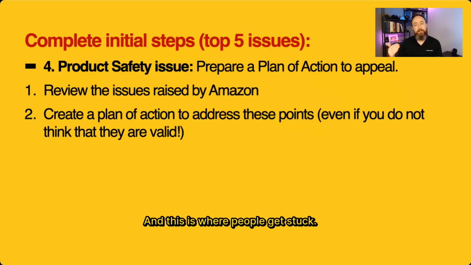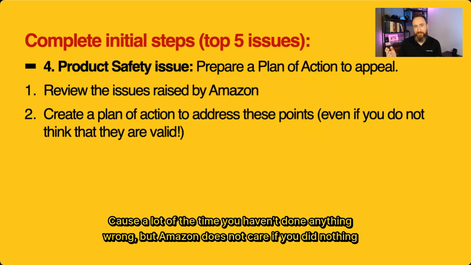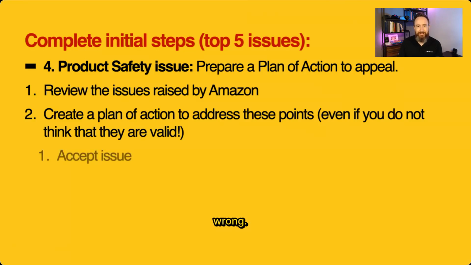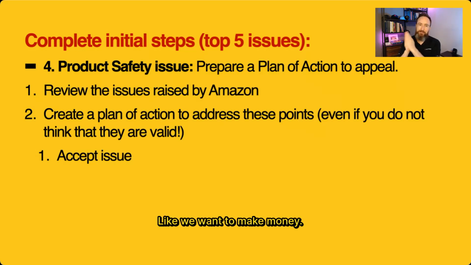And this is where people get stuck, because people are always like, but I didn't do anything wrong. Because a lot of the time you haven't done anything wrong. But Amazon does not care if you did anything wrong. They just want a plan. And so you have to write them a plan. As I say to my team a lot, you can either be right or you can be rich, you can make money. Like, we want to make money.